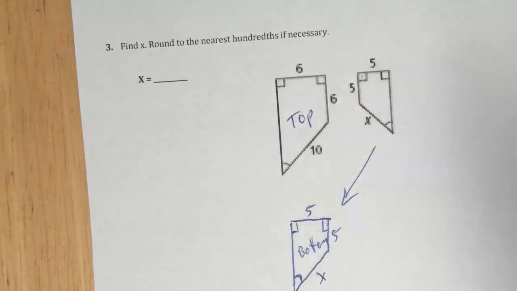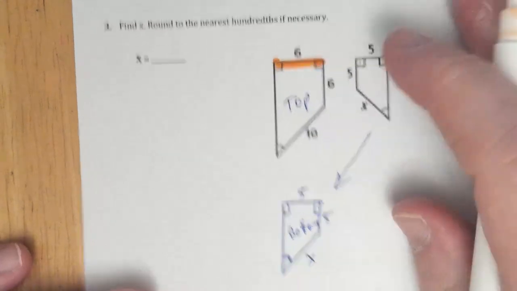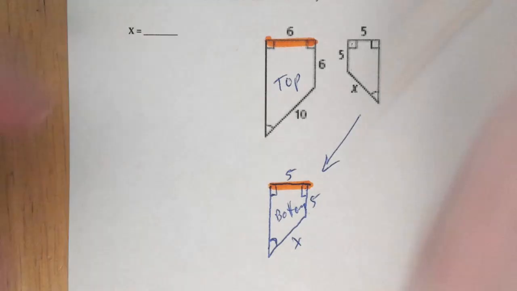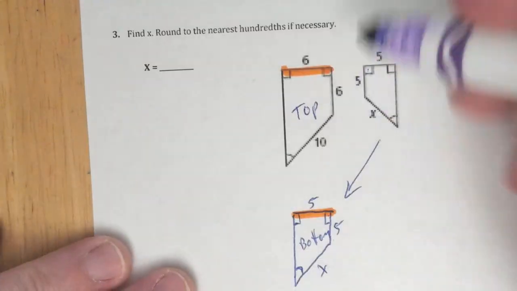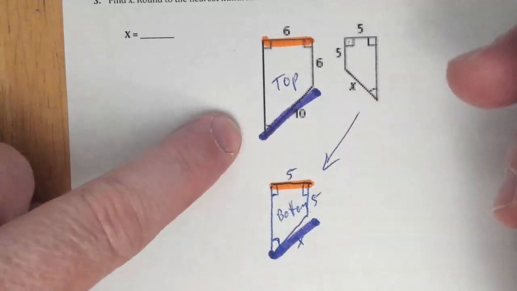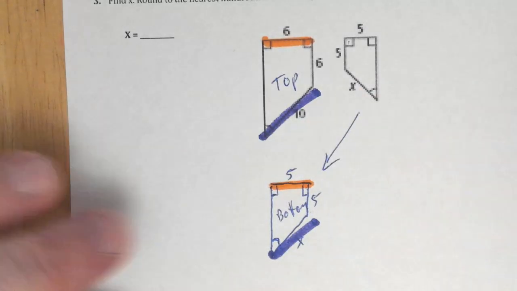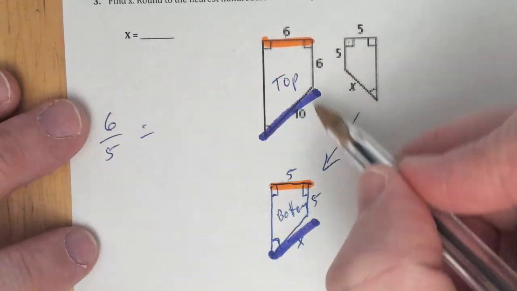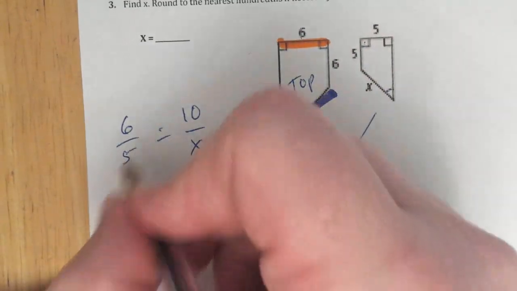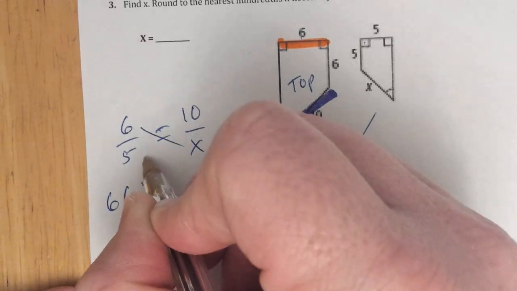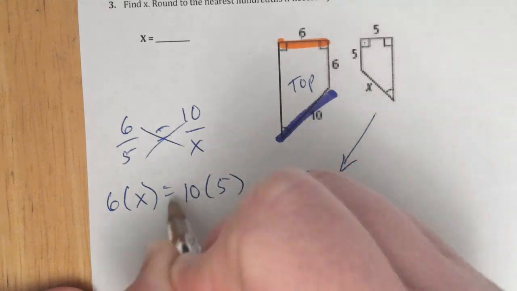If I compare this, that would compare to this side. I'll do this in orange, top and bottom, and let's do purple. I definitely want to find x, so it has to be this one and this one, where this is the top and that's the bottom. So 6 over 5 is equal to 10 over x. Now you just cross product. These two go together, 6 times x is equal to these two, 10 times 5.